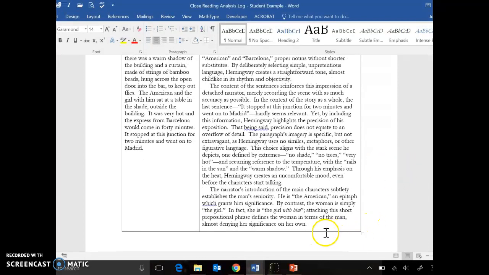And then finally, the narrator's introduction of the main character subtly establishes the man's seniority. He is the American, an epithet which grants him significance. By contrast, the woman is simply the girl. In fact, she is the girl with him. Attaching this short prepositional phrase defines the woman in terms of the man, almost denying her significance on her own.